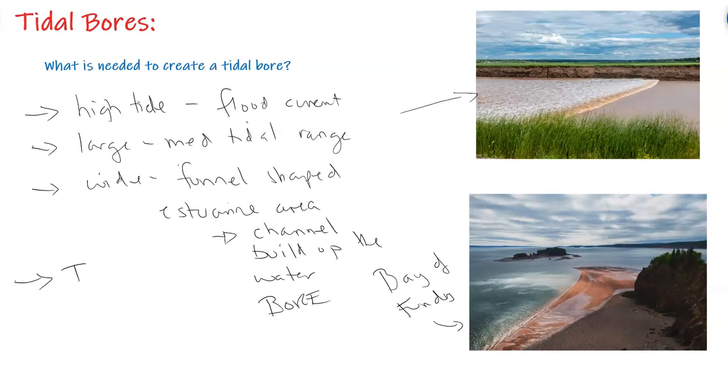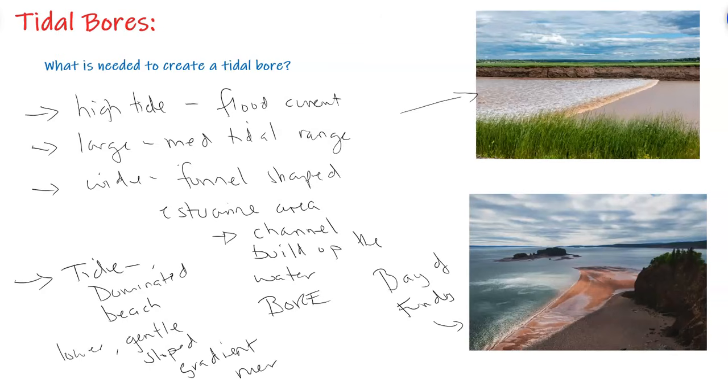You also need a tide-dominated beach or area. That basically is, you've got a large tidal range, you've got a lower and gentle sloped gradient of the riverbed and the estuary that allows the wave to form properly, and the wave refraction off the edges of the estuarine bay is going to help to funnel and amplify the wave.